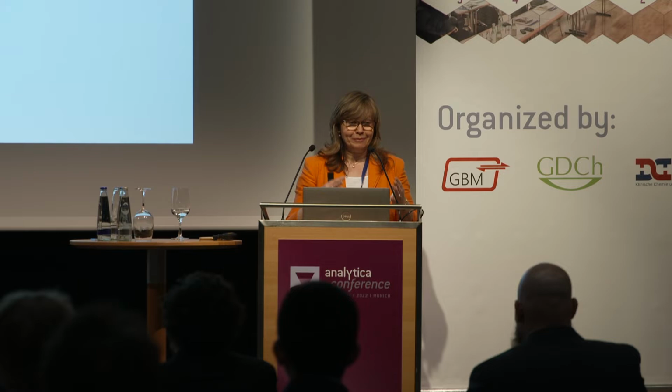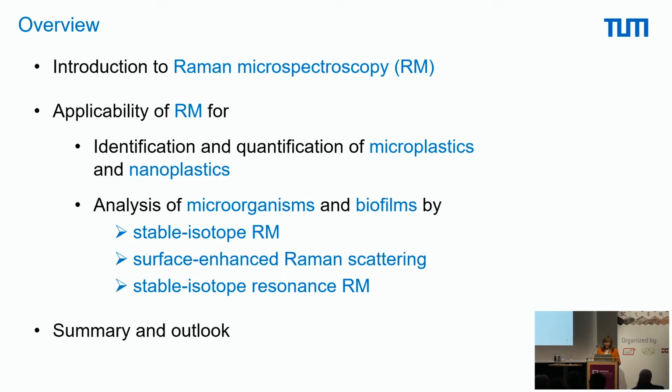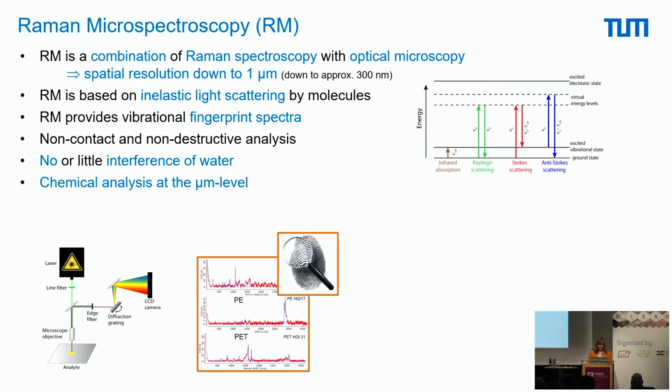So, in my research, I focus on the application of Raman-based methods for the analysis of different environmental and industrial samples. But today, I would like to show you some examples for the applicability of Raman microspectroscopy for environmental analysis. I will start with a short introduction to Raman microspectroscopy, and then show how this method can be applied for the analysis of microplastic and nanoplastic, and for the study of microorganisms and biofilms using stable-isotope Raman microspectroscopy, surface-enhanced Raman scattering, and resonance Raman spectroscopy. Then a summary and outlook will come.